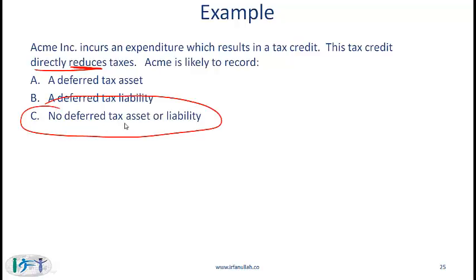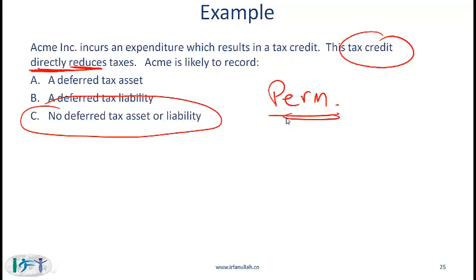The correct answer is no deferred tax asset or liability. And this is a trick question, and I am doing this with you so that you do not fall for this on the actual exam. The key word here is directly reduces taxes. And if you recall from an earlier slide, if you have a tax credit that directly reduces taxes, this results in a permanent difference. When you have a permanent difference between accounting profit and taxable income, then we do not create deferred tax assets or liabilities.